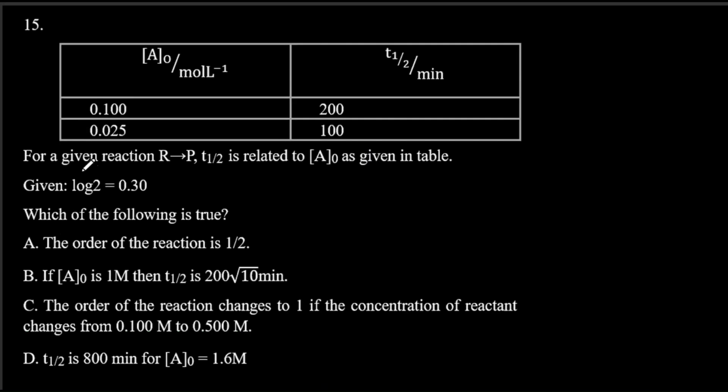The next question is: for a given reaction R gives P, T half is related to A naught as given in the table. If the initial concentration is 0.1, then the half-life will be 200 minutes.